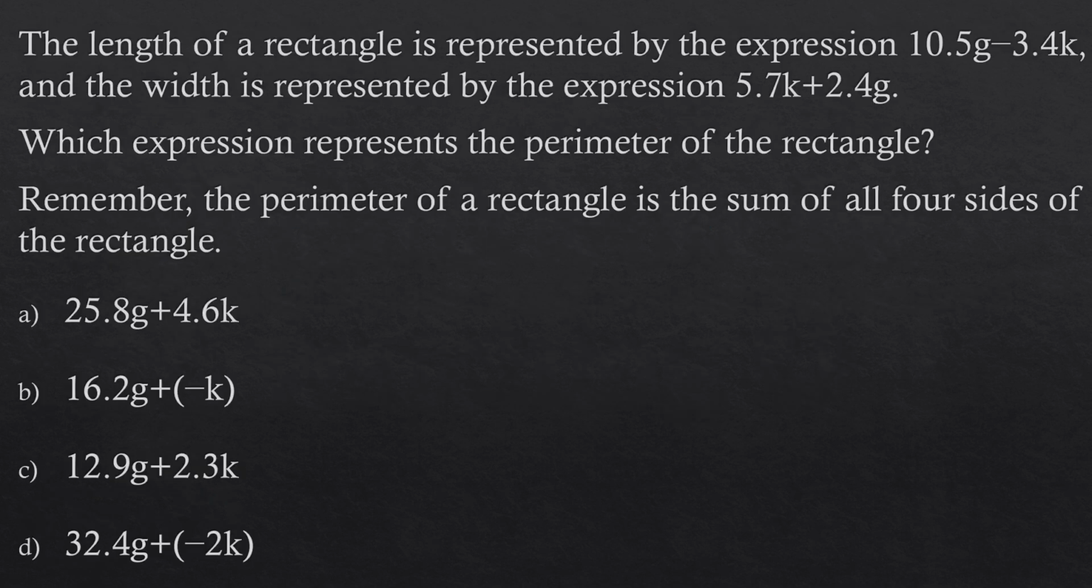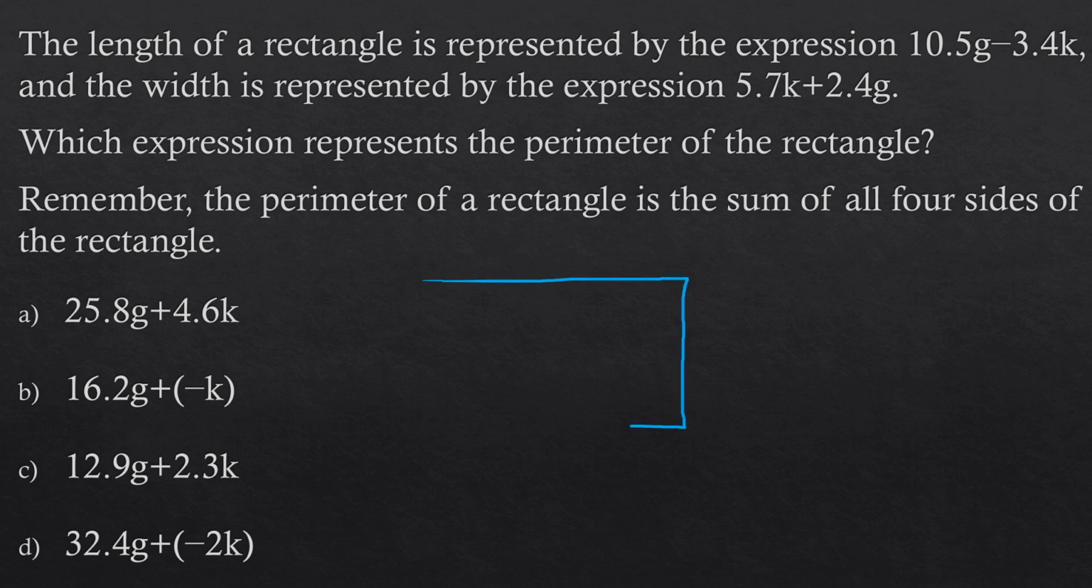All right, I believe this is the last question. So here it says we have a length of a rectangle and it's represented by the expression 10.5g minus 3.4k. And the width of the rectangle is represented by 5.7k plus 2.4g. We want to know which of these expressions represents the perimeter of the triangle. And then it says to remember that the perimeter of a triangle is the sum of all 4 sides.